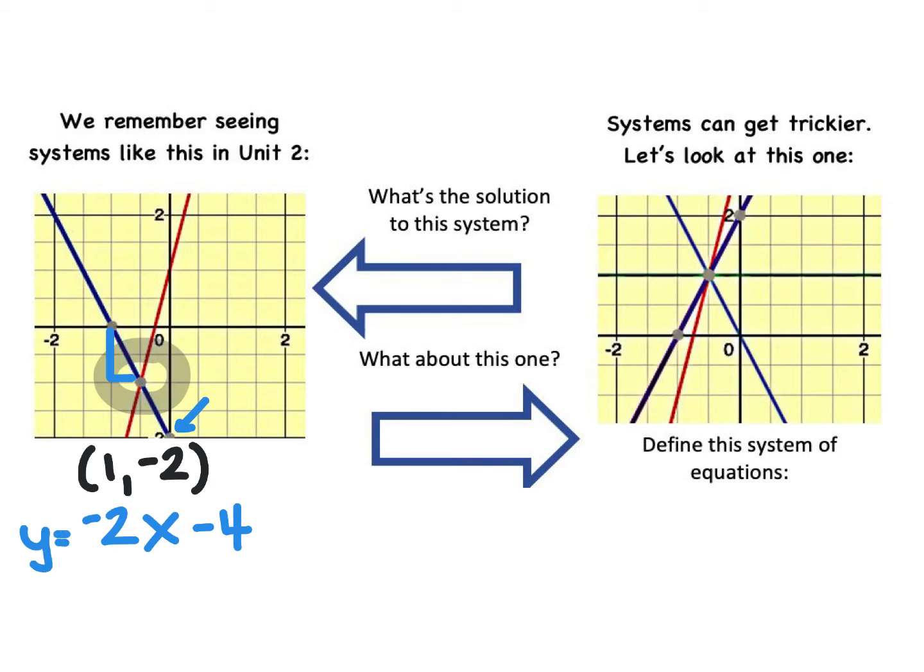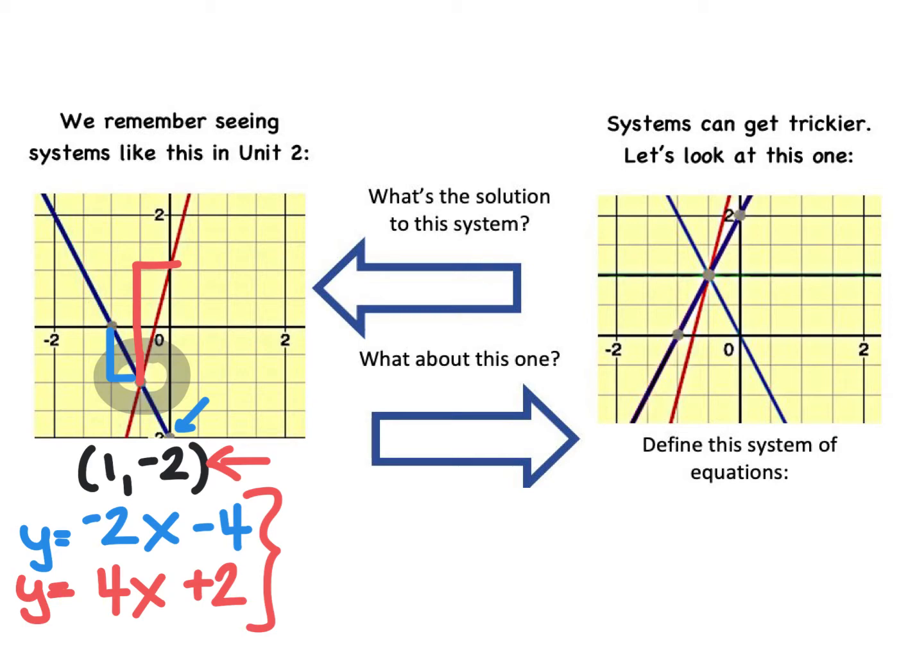Y equals. And the red line would be y equals. This one's crossing the y-axis at +2. And the slope is up 1, 2, 3, 4, right 1. So the slope is 4/1, or just 4. So this is the system, and this is the ordered pair that satisfies it.